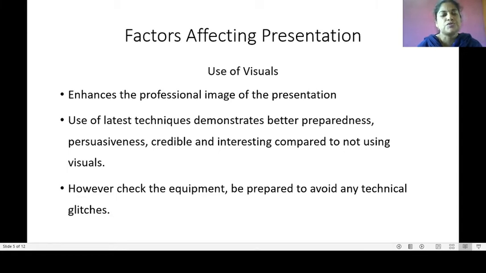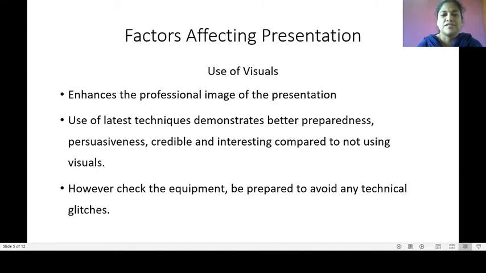So make use of the visuals in the presentation or in the slideshow. However, there are certain factors which we have to keep in mind while using the PPT or these techniques. Check the equipment. Yes, the laptops or the computer you're going to use in the presentation should be checked beforehand, because if there are any technical glitches, it might give a wrong impression on the part of the presenter.